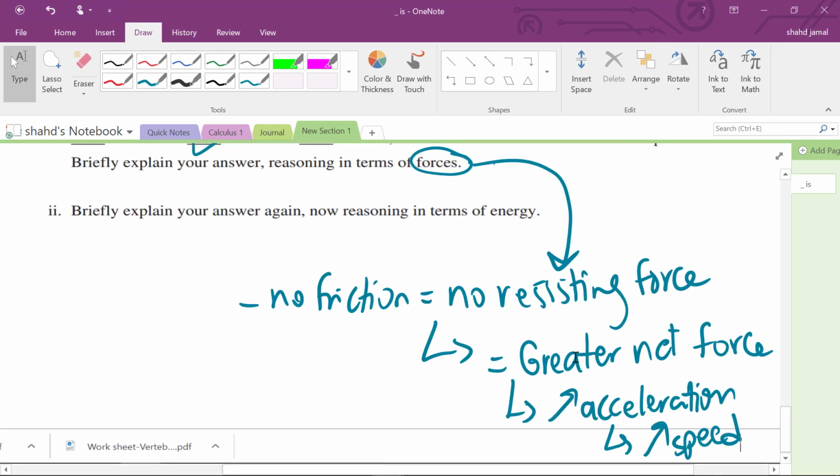So this is like a simple reminder, like some notes. No friction is equal to no resisting force, which is equal to greater net force, and a greater net force is proportional to a greater acceleration and a greater speed.